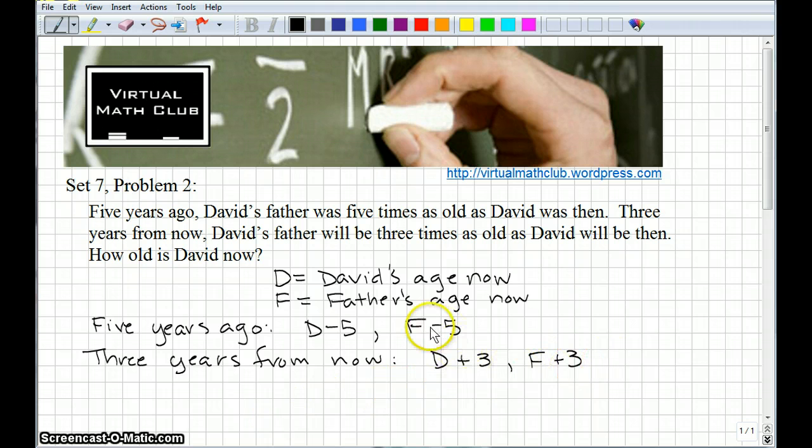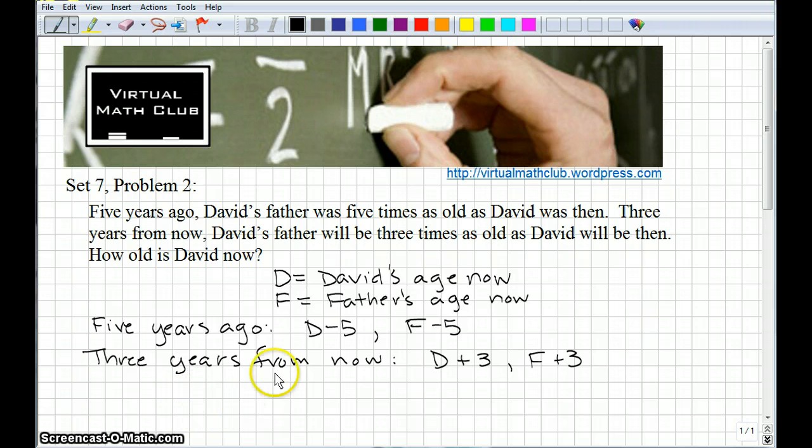So defining those variables and then shifting those variables into the appropriate time frames in which we know the information, because we know some information about David's father's age and David's age 5 years ago, and we also know something about their ages 3 years from now. So we have to make sure we use the appropriate variables when we relate the two. So that's my hint to you. That gets you started. If you want to stop the video and work some more on it, go ahead. Otherwise, I'll give you the solution.